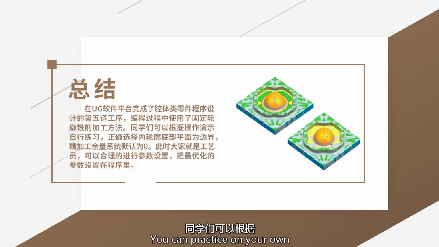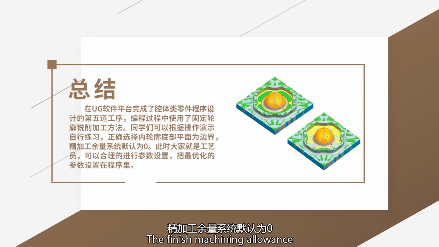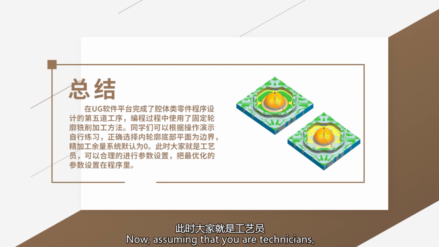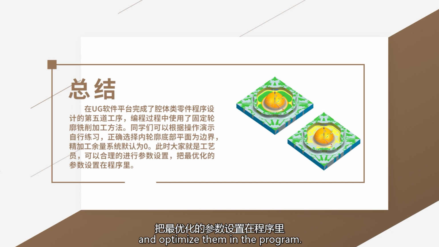You can practice on your own following the operation demonstration. Correctly choose the inner contour bottom plane as the boundary. The finished machining allowance is set to 0 by default. Now, assuming that you are technicians, you should set appropriate parameters and optimize them in the program.